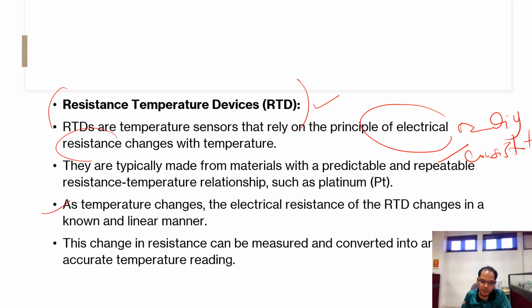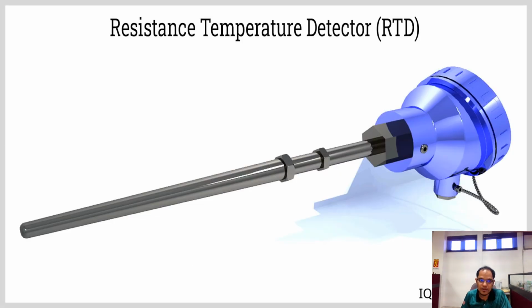As temperature changes, the electrical resistance of the RTD changes in a known and linear manner. This change in resistance can be measured and converted into an accurate temperature reading. Macam ni lah, macam prop lah lebih kurang. Letak dekat tempat panas, dan dia akan memberi bacaan. Dia akan haba tu akan resist dengan elektrik, dan elektrik tu akan memberi bacaan pada sensor, dan awak dapat bacaan lah. Okay, ni lebih kurang macam prop lah.